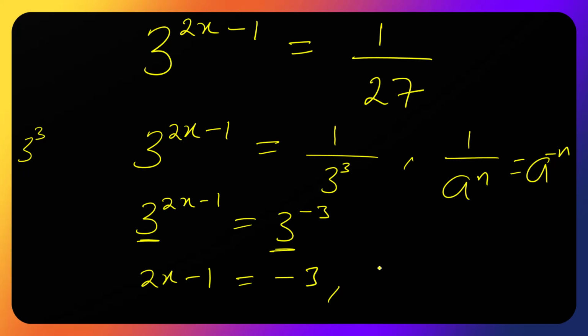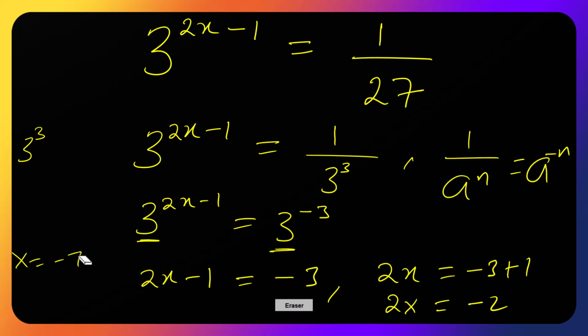So that will be a basic equation. We add 1 to both sides, which will get rid of this. So that will be minus 3 plus 1. 2x will be minus 2. So when we divide both sides by 2, my x will be minus 1. As simple as that. So the only solution here is minus 1. Okay, that's that.